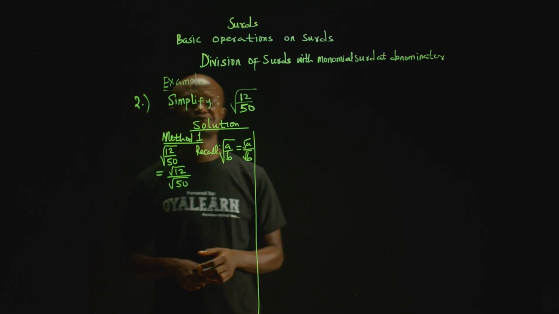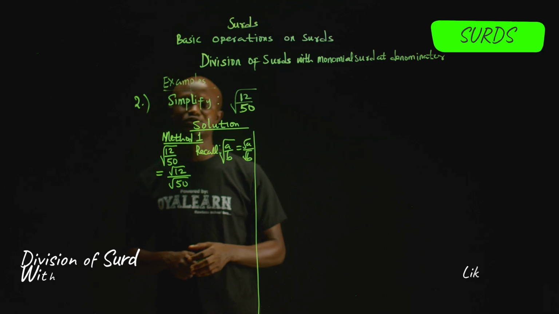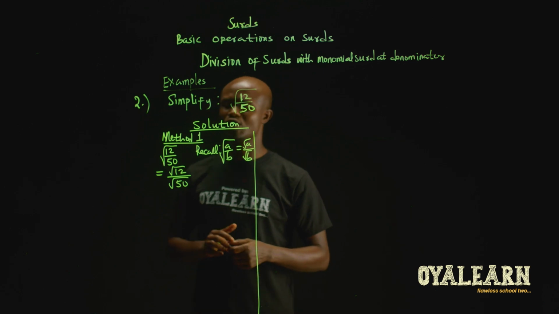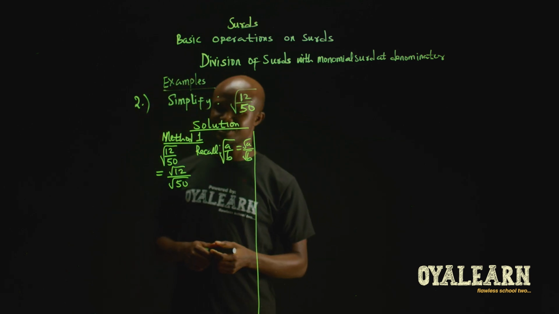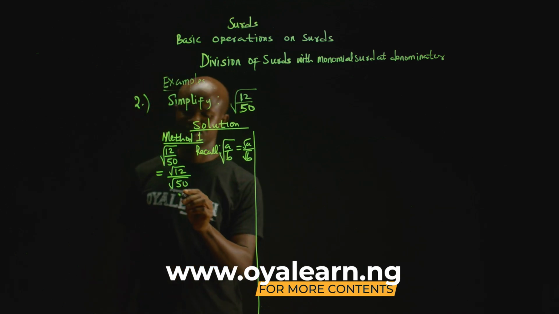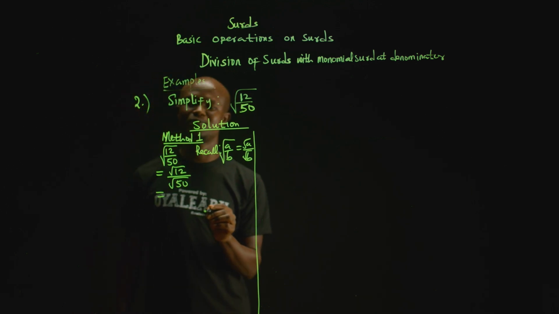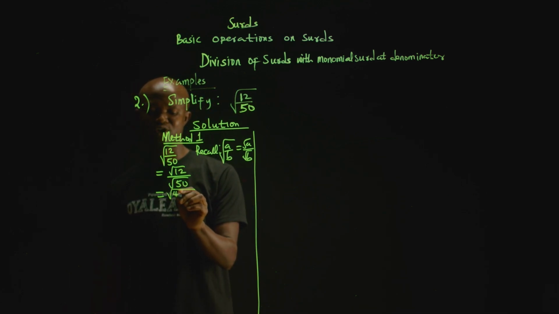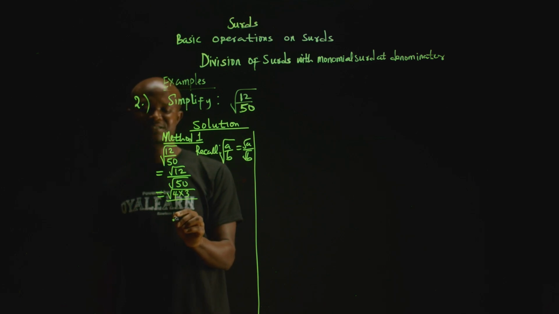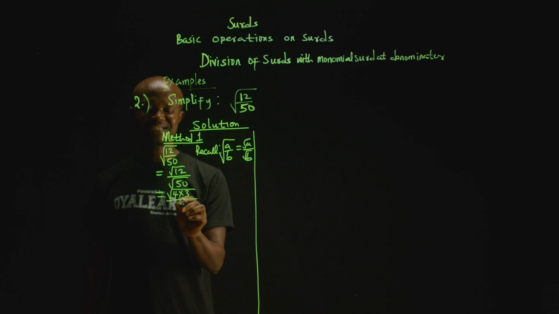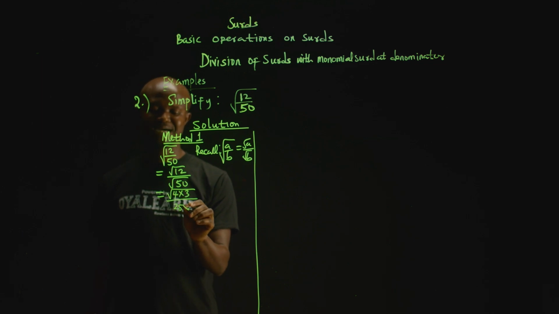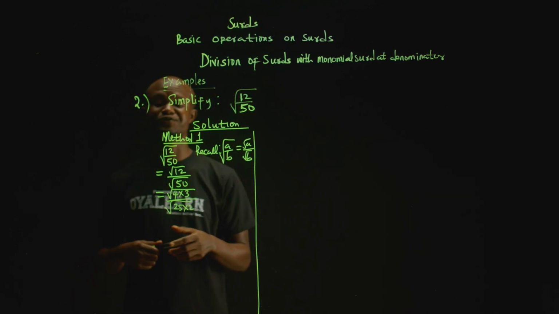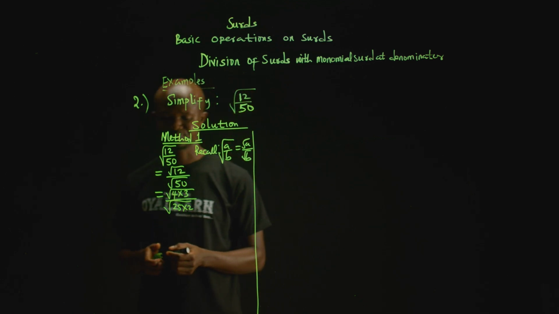Now, root 12 is a single surd form. Likewise, root 50 is also a single surd form. Then we need to convert each single surd form to a basic surd form. What is the highest perfect square number we can have in 12? That is 4. So we can write 12 as 4 times 3. Divided by root 50. We can write that as what? 25 times 2, because the highest perfect square number we can have in 50 is 25.